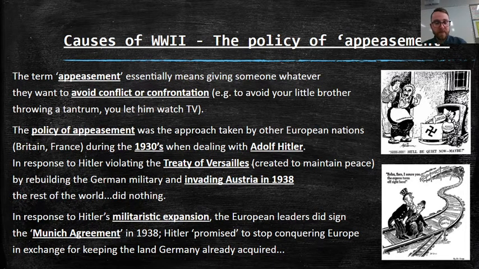In response to Hitler's militaristic expansion, the European leaders did do one thing. They signed the Munich Agreement, which was even less successful than the Treaty of Versailles. It was this little piece of paper that said Hitler promised to stop conquering Europe in exchange for keeping the land Germany had already acquired, which is the stupidest argument I've ever heard. So Hitler went and broke the rules, and the French and British Prime Ministers said, all right, you can keep what you've done if you don't do it again. And Hitler was like, yeah, sure, yeah, I'll definitely do that, yeah. And obviously he didn't keep his promise.